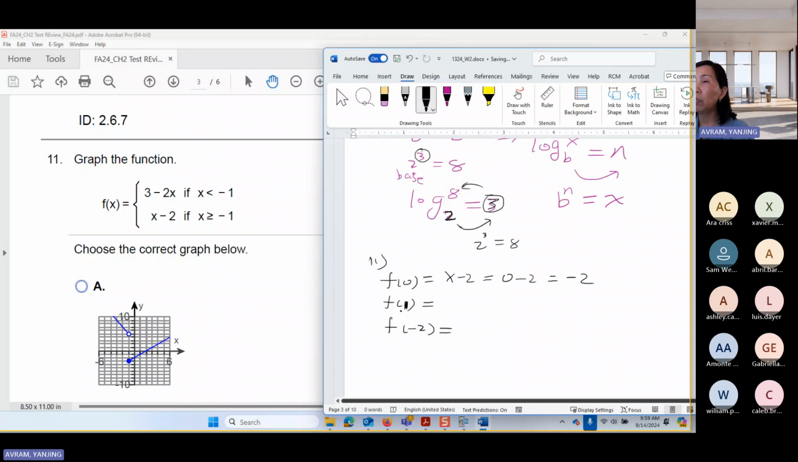And then if I want to find f of 1, which piece do I use? Still the second one, because 1 is greater than or equal to -1. 0 is greater than or equal to -1. So you're going to use the second one. So this will be 1 minus 2, which is -1. And then f of -2, which piece do I use?